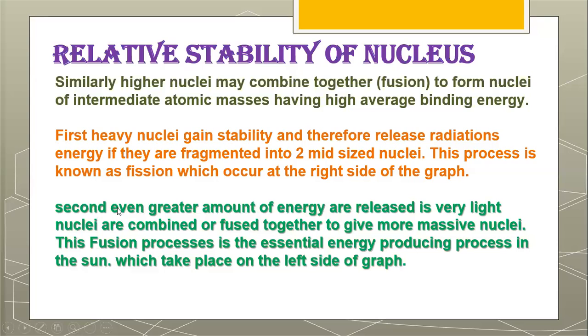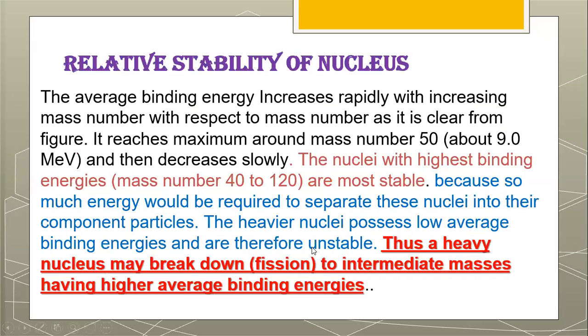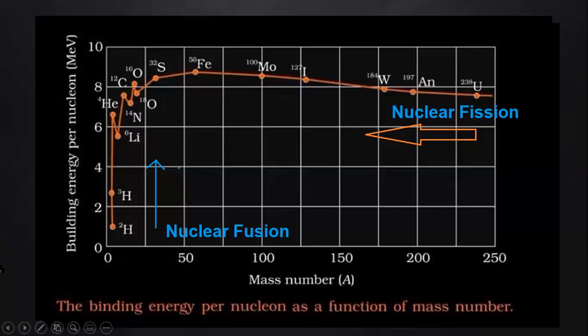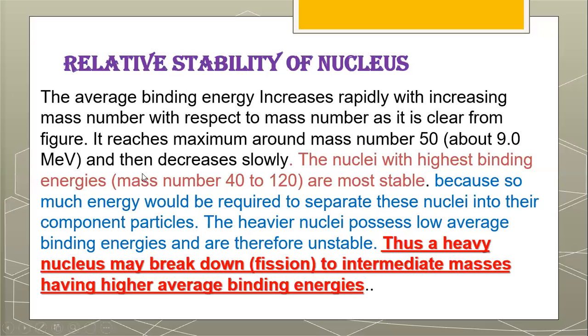And the second point is that an even greater amount of energy is released when very light nuclei combine or fuse together to give more massive nuclei. This fusion process is the essential energy producing process in the sun, which takes place on the left side of the graph. Hopefully, all of the topic will be clear and all the points are clear to all of you.